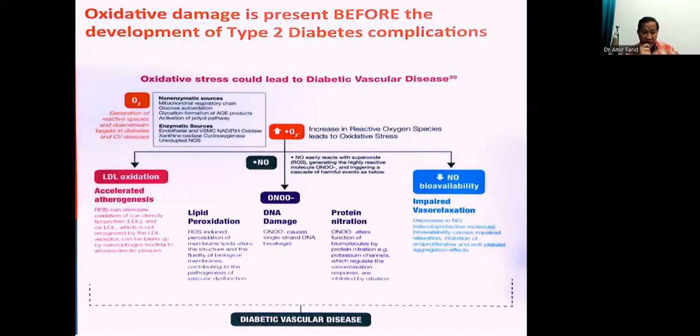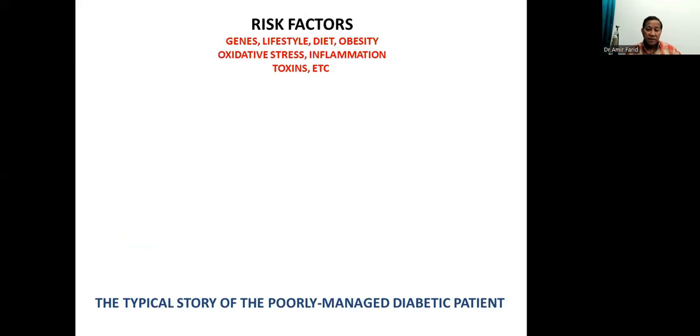In fact, studies have shown that the oxidative damage is present before the development of type 2 diabetic complications. Okay, so this is the vicious cycle. You start with the risk factors: your genes, your poor lifestyle, poor diet, obesity, then oxidative stress, inflammation, and toxins, etc., from your type of unhealthy lifestyle and diet.